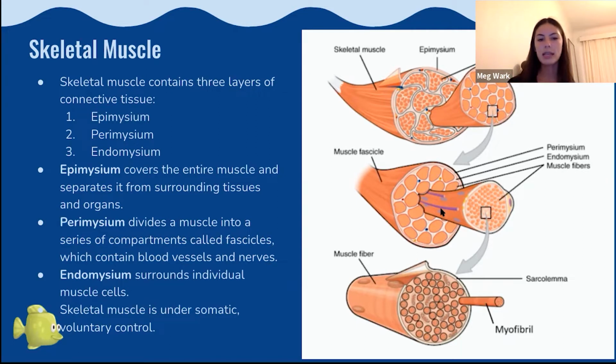And we say that skeletal muscle is under somatic voluntary control. So that's referring to the innervation. I'm not sure how much you guys have done on the nervous system yet, but essentially skeletal muscle is the only one out of these 3 types that we have voluntary control over.